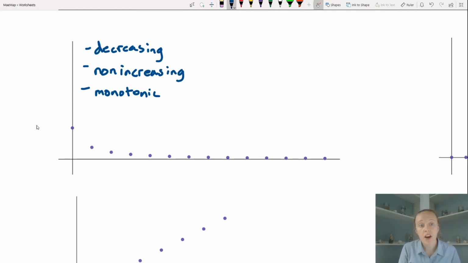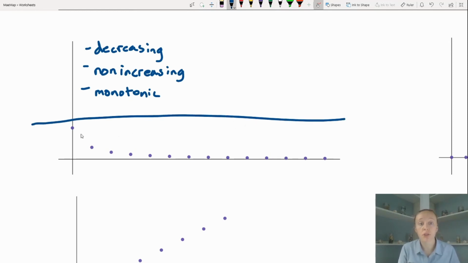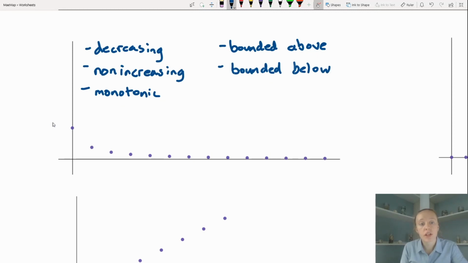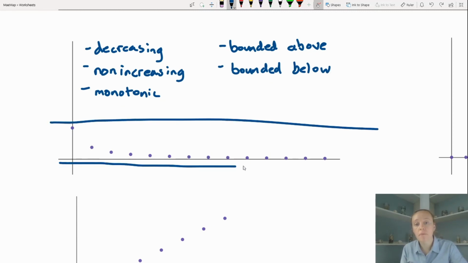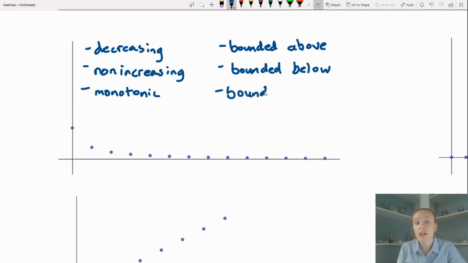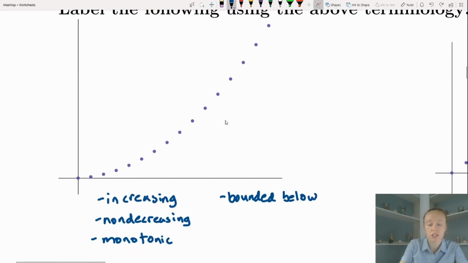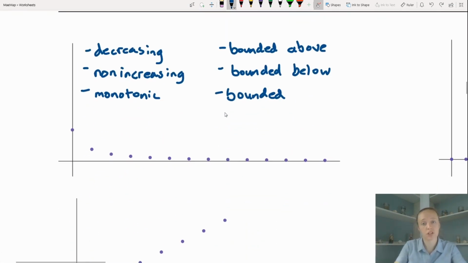Now you can see that all terms are below that starting value, so this is bounded above, and none of my terms are ever going to go below 0. So this is also bounded below. So if you can envision being bounded above and bounded below, this is going to converge to some finite number because it is indeed bounded and it's monotonic. So once again, that theorem: a bounded monotonic sequence converges. And we can see that from the picture.